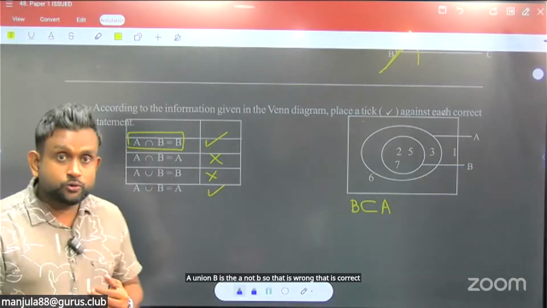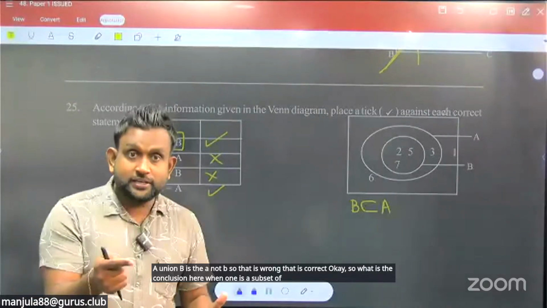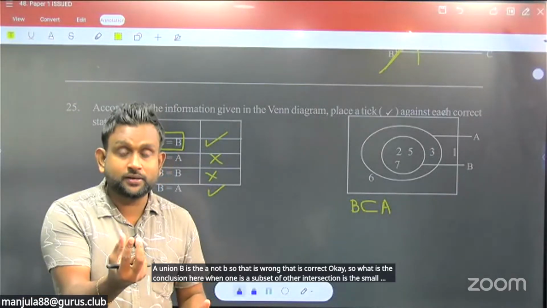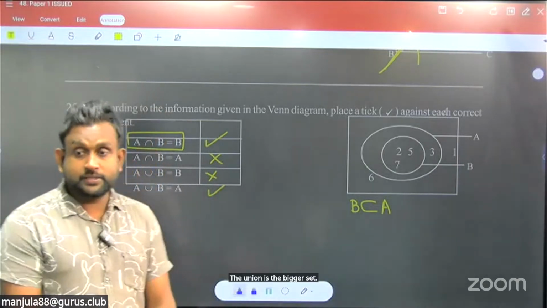Okay, so what is the conclusion here? When one is a subset of the other, the intersection is the smaller set, right? The union is the bigger set, right? Remember it in that way, okay?